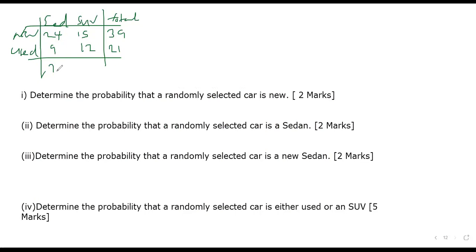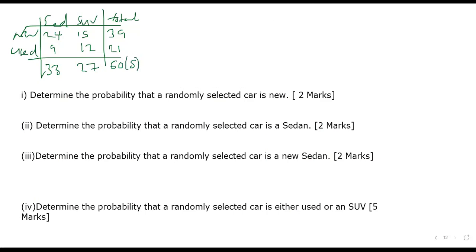33. 23. Are you sure? No, 33. 33. 33. Then 15 plus 12. 27. 27. And the total of totals here is what? 60. 60. So this is our total sample space.